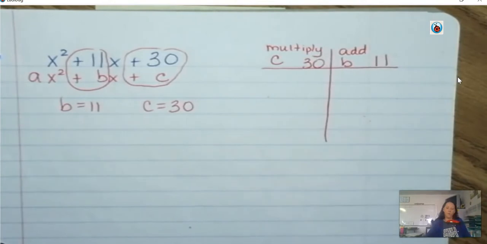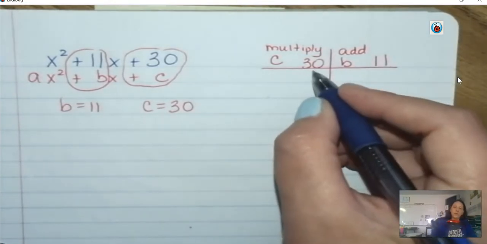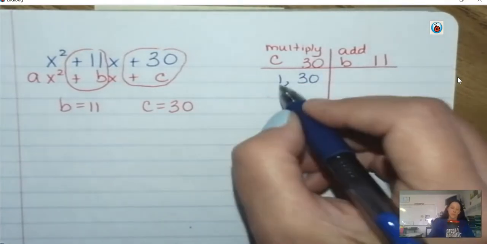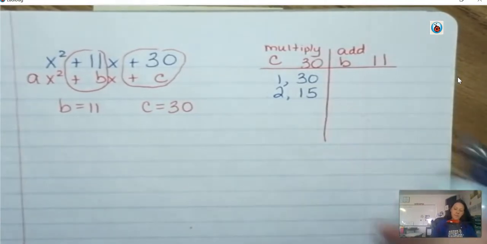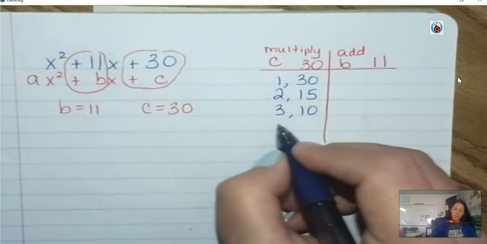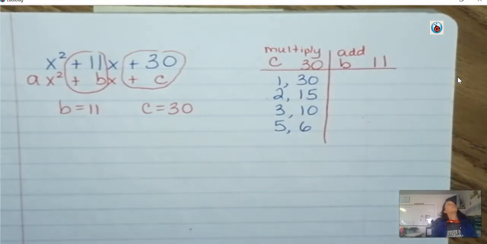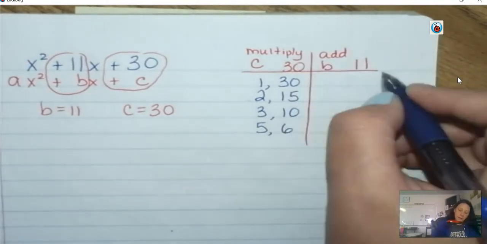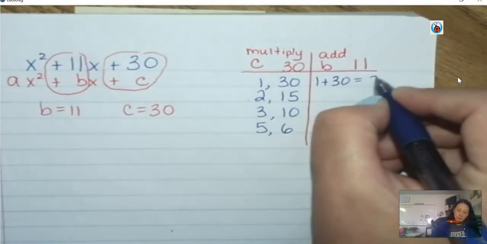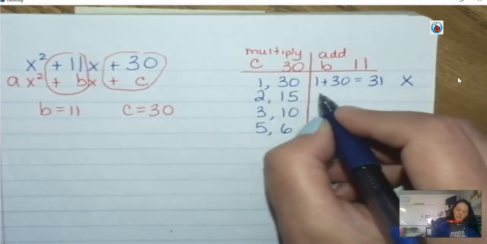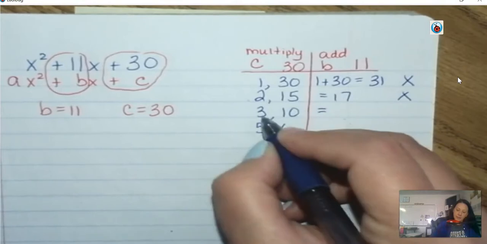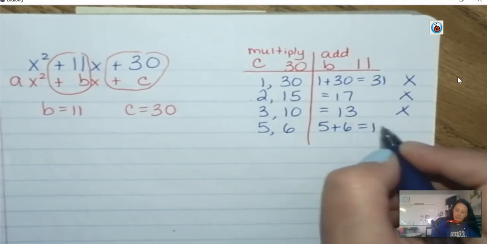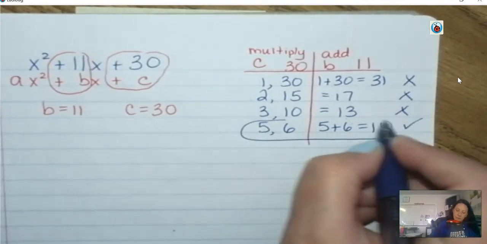Okay, so you're going to start listing out what we have. To multiply to be 30, 1 times 30 is 30, 2 times 15, 3 times 10, and 5 times 6. And you're finding what adds together to be 11. 1 plus 30 is 31, so that's not it. 2 plus 15 is 17, that's not it. 3 plus 10 is 13, that's not it. 5 plus 6 is 11, so that one is the correct answer.